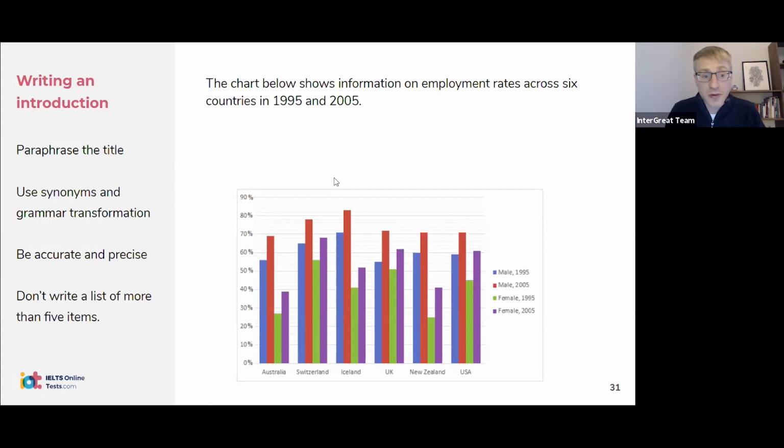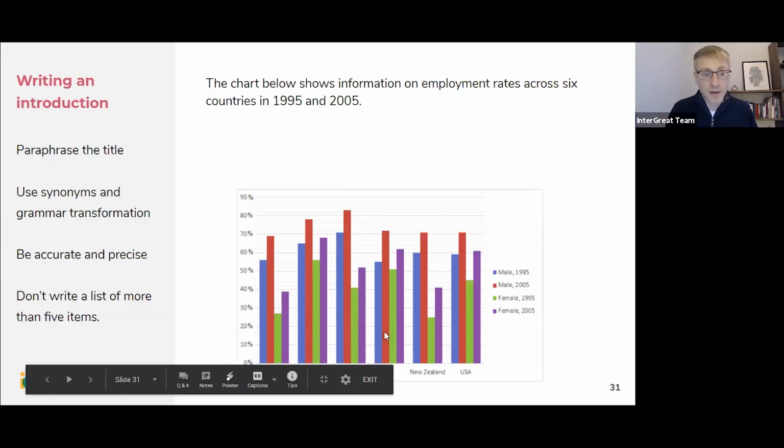Finally, don't write a list of more than 5 items. So for example, instead of saying, the chart shows employment in Australia, Switzerland, Iceland, UK, New Zealand, and USA, it's too long. It's just a very long list. It's not a good style of writing. It's not academic. So try to summarize, try to make categories rather than making longer lists. 4 items, it's okay. You can put it in brackets, but more than that, you'll lose marks for.